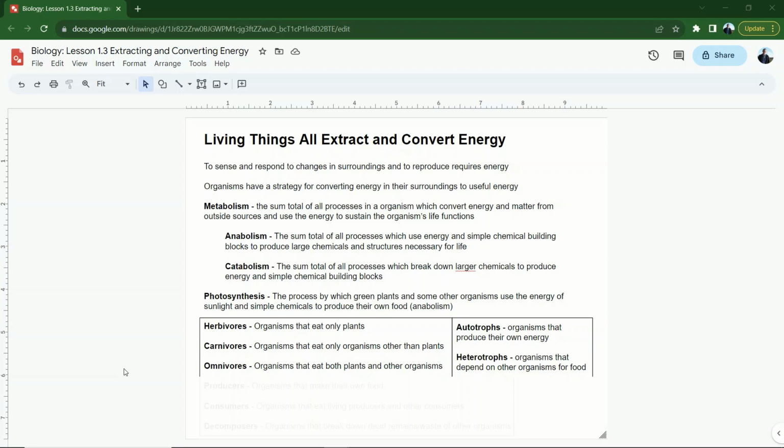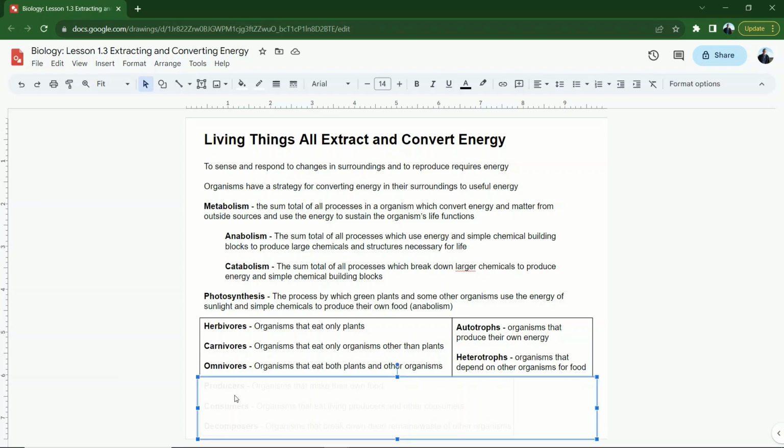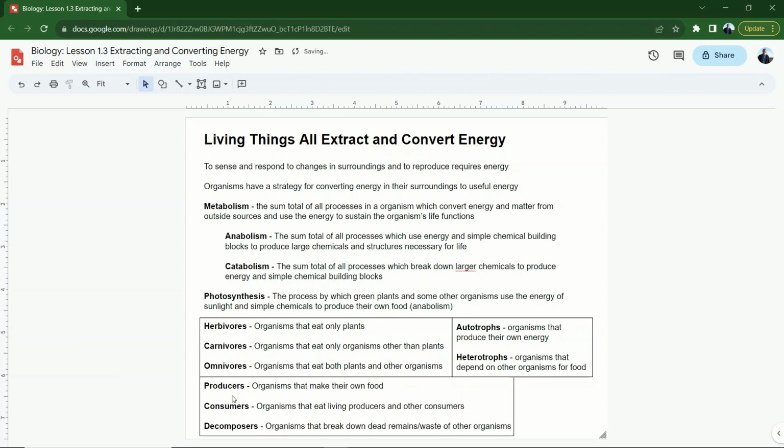Also, another classification system we'll talk about here is autotrophs and heterotrophs. Autotrophs are organisms that produce their own energy. Heterotrophs are organisms that depend on other organisms for food. And if we want to split that a little bit further, we could talk about producers, consumers, and decomposers. Here's another way that we could categorize organisms by what they eat.